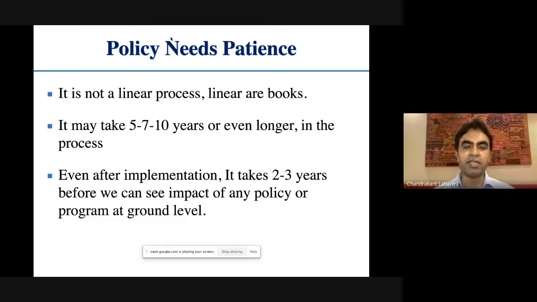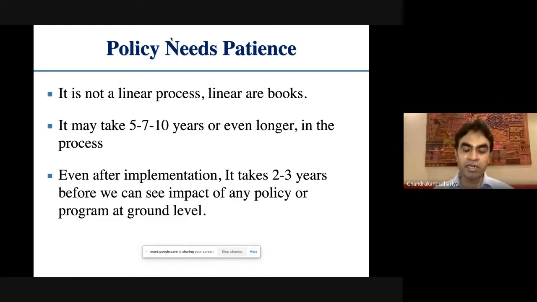We should not think that this will happen, that will happen, and that's how policy will be formulated. At times, dialogues start and never fructify. At times, it can happen very quickly. So it's not a linear process. Linear are only books, which tell you theory that this will happen, that will happen. In real life, they are very different.